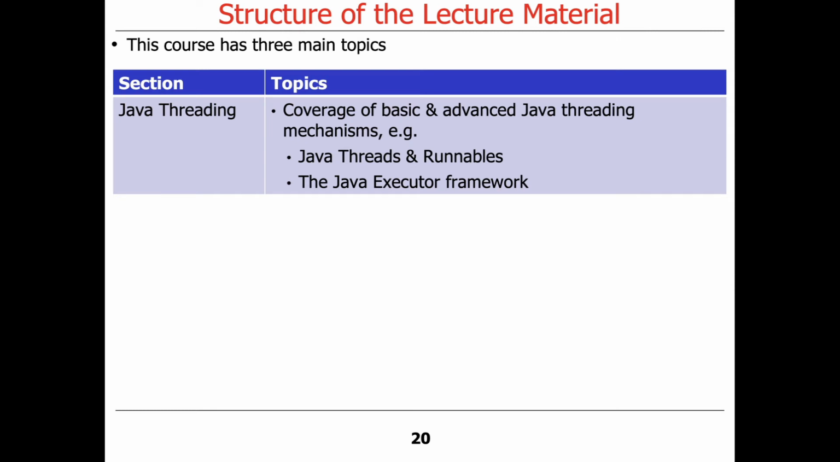You'll see that there are three main topics in the course, which I alluded to earlier. There's the threading mechanisms, which include Java threads and runnables, which we're going to start shortly towards the end of this class, and the Java executor framework. Those are the main things that deal with threading, and there's quite a bit of that, so that'll cover roughly 6 or 7 weeks in the course.